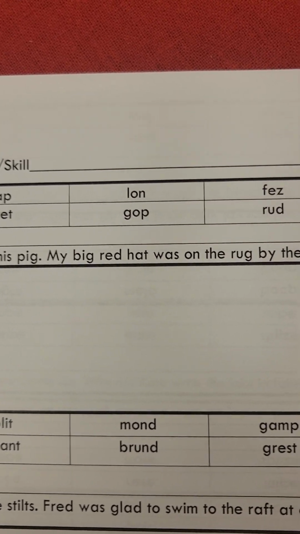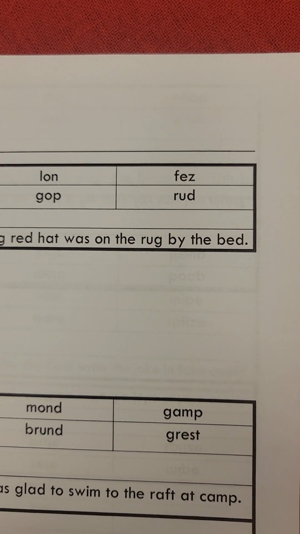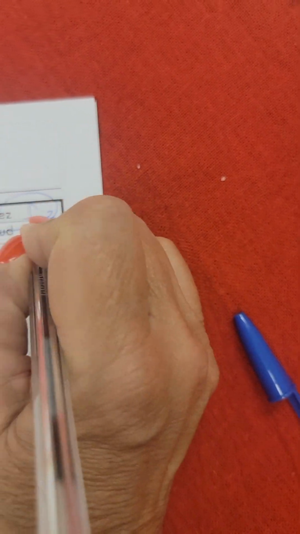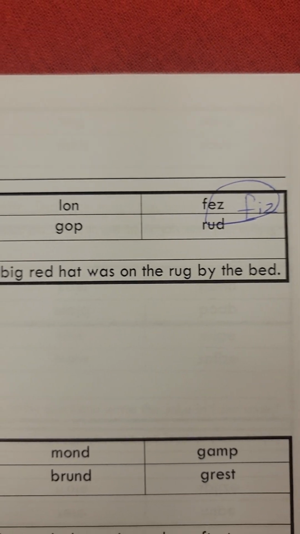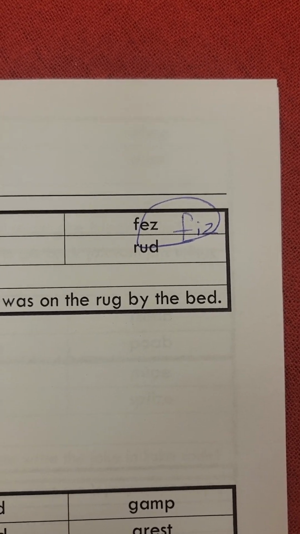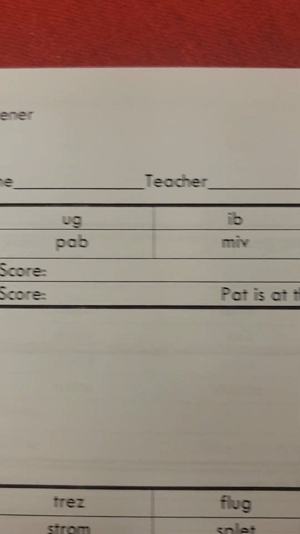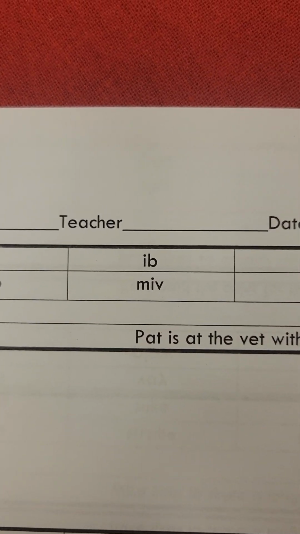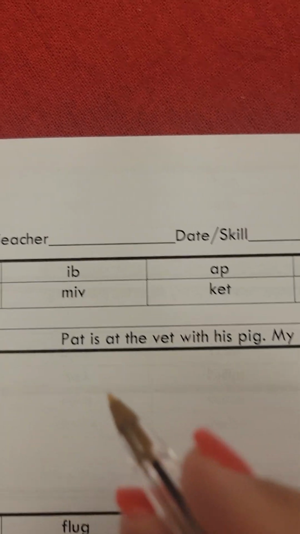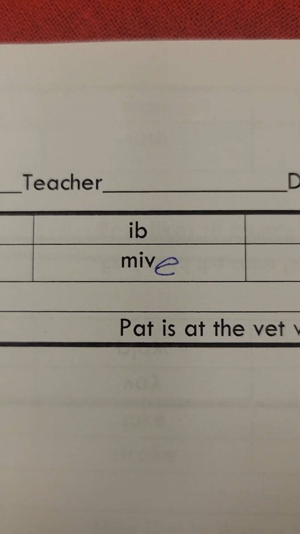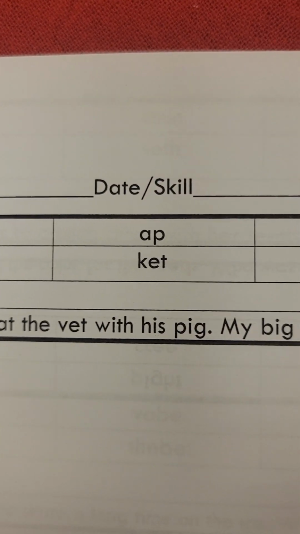If they say lawn and then they say fizz, you're going to want to write fizz next to it and circle it, because now we can see that they're mixing up the I and the E. We need to know exactly what they're mixing up, so make sure you write it down. Next one, they say pab, then they say mive instead of miv. So I'm going to put a magic E there because they're not really seeing that rule of the vowel consonant. Then they say kit instead of ket.